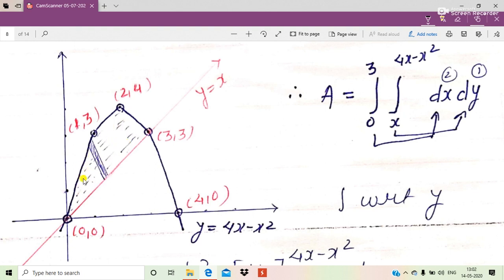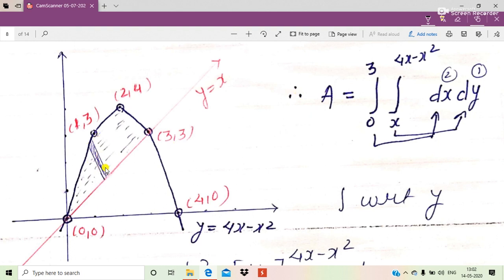And we have to find out the area between them. So this is the required area that is to be found. So we have to find out this much area. Now since we know that the formula to find area is the integration of 1 dx dy between the limits x1 to x2 and from f1(x) to f2(x).